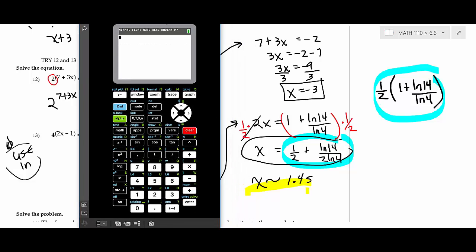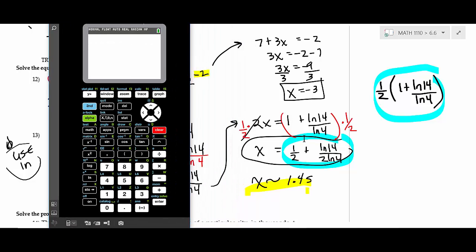Sometimes students do better on these problems if they get their calculator out early in the problem, but I do want you to get that exact answer. That's pretty important. So what I'm going to do is put this one in the calculator. I'm going to put this form right here.